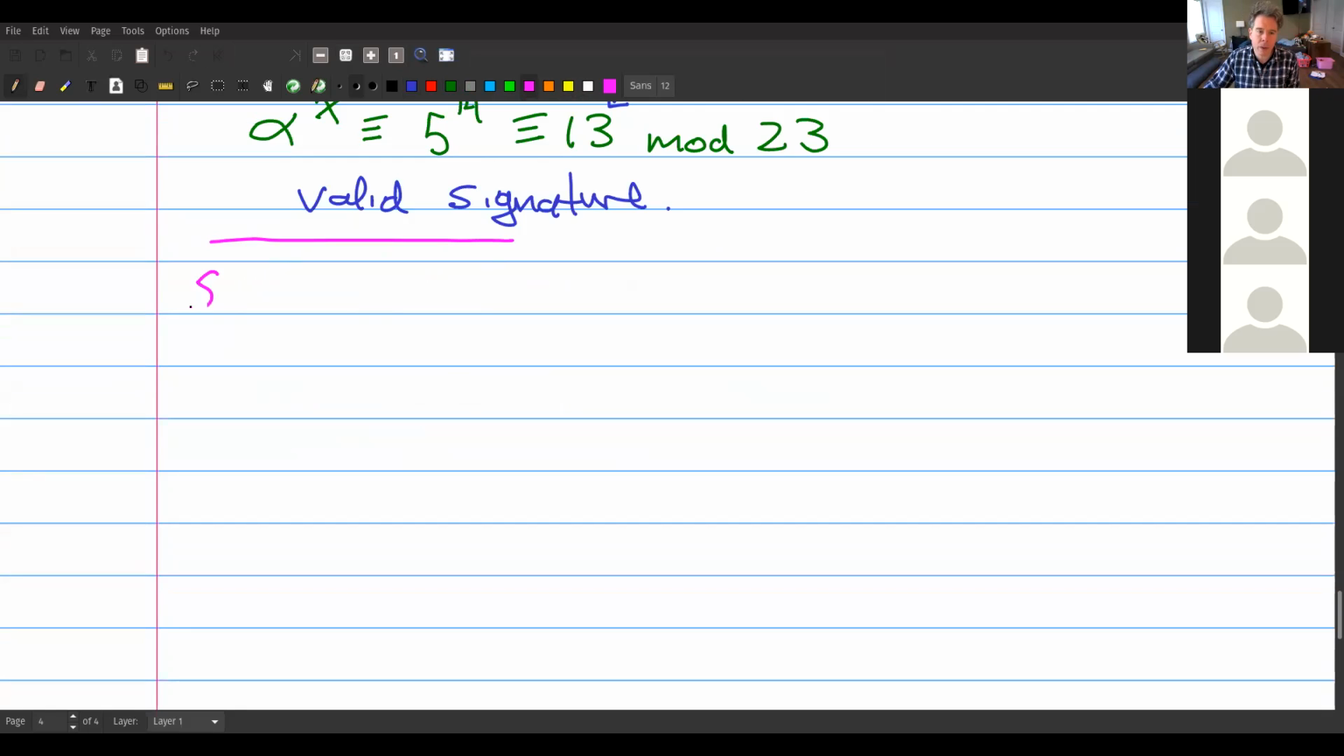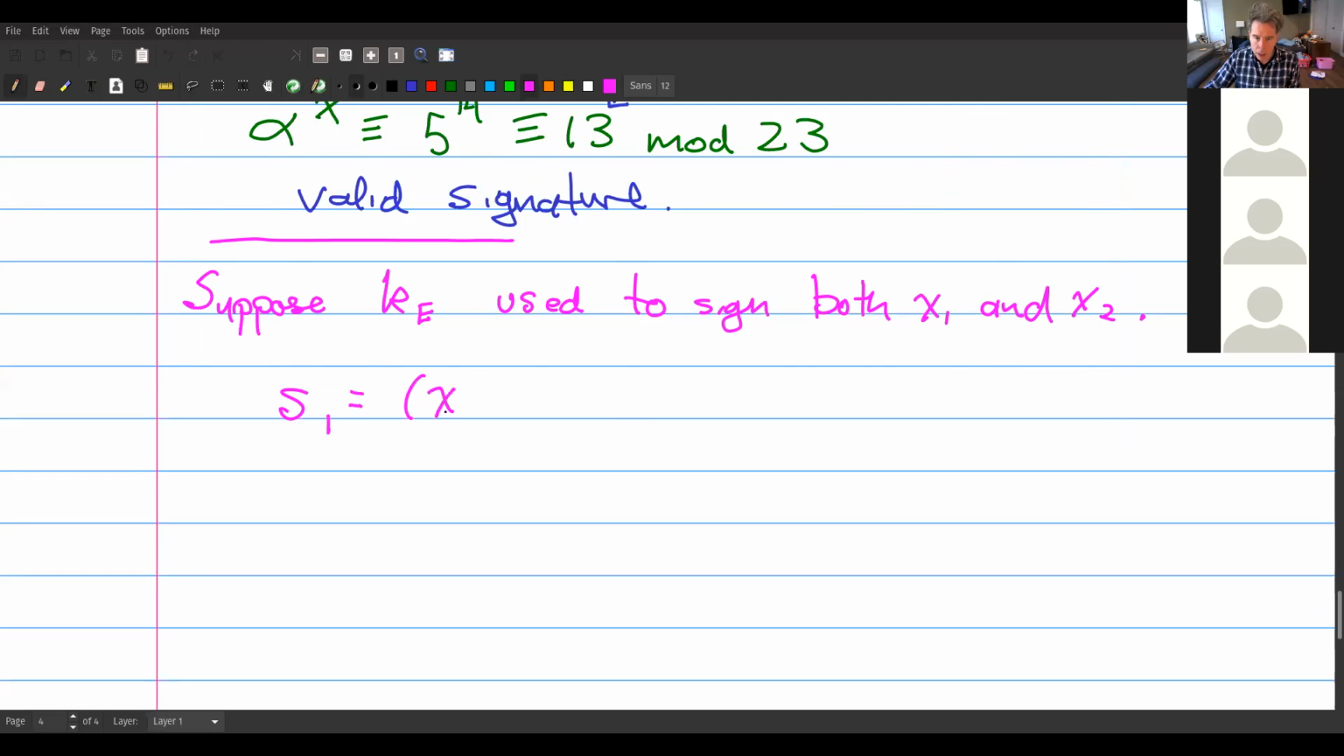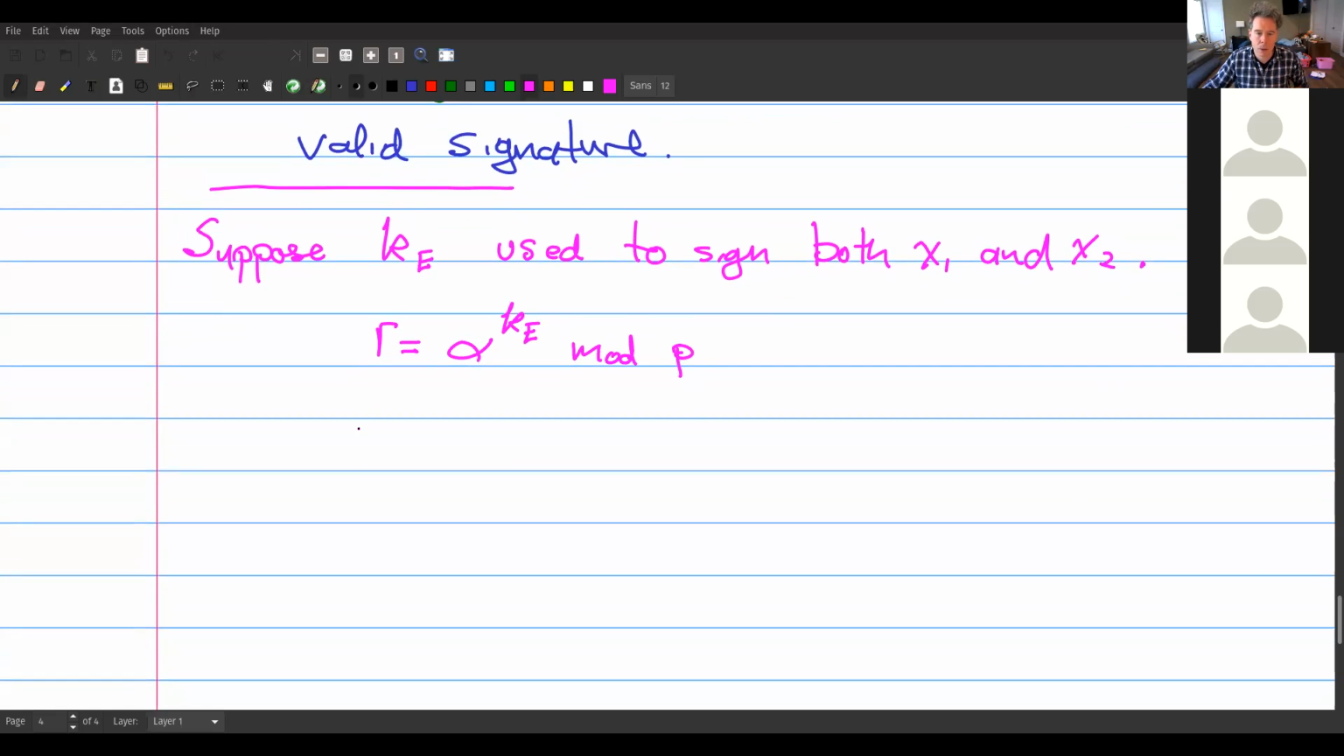So suppose the ephemeral key is used twice. So suppose that the ephemeral key is used to sign both x1 and x2. Okay, so you get one signature S1, which is x1 minus dr times, oh, sorry, I guess I should say what R is, even though we said it verbally just a second ago. So R is always alpha to the KE mod P. So that'll be the same for the signature of x1 and for the signature of x2.